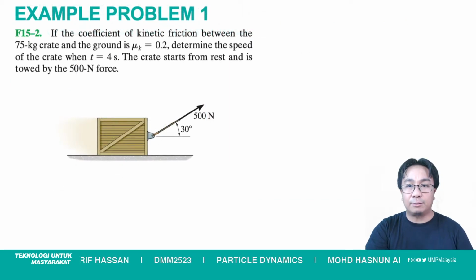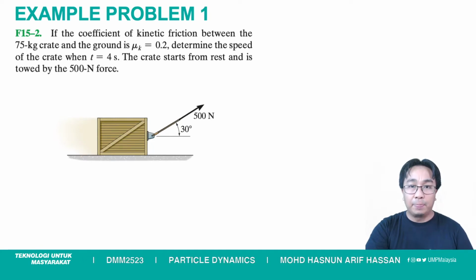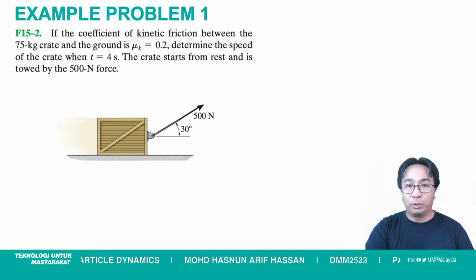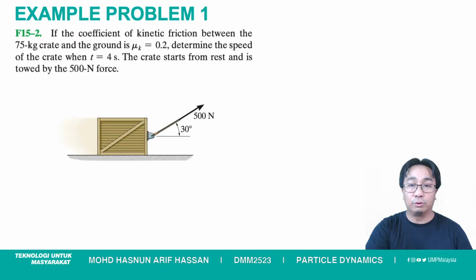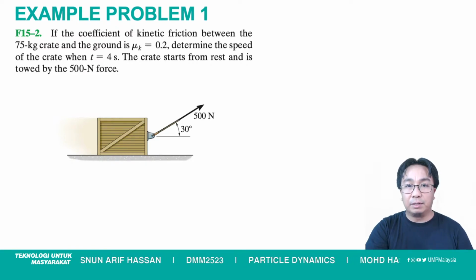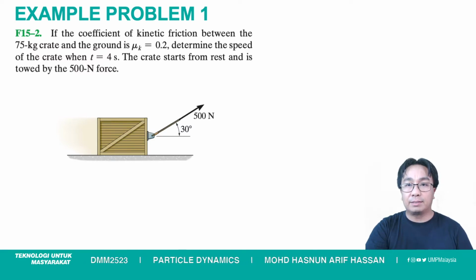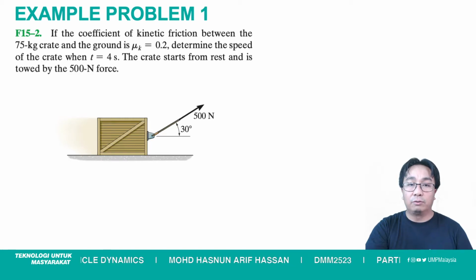Okay, let's look at example problem 1. If the coefficient of kinetic friction between the 75 kg crate and the ground is 0.2, determine the speed of the crate when t equals 4 seconds. The crate starts from rest and is towed by a 500 Newton force.